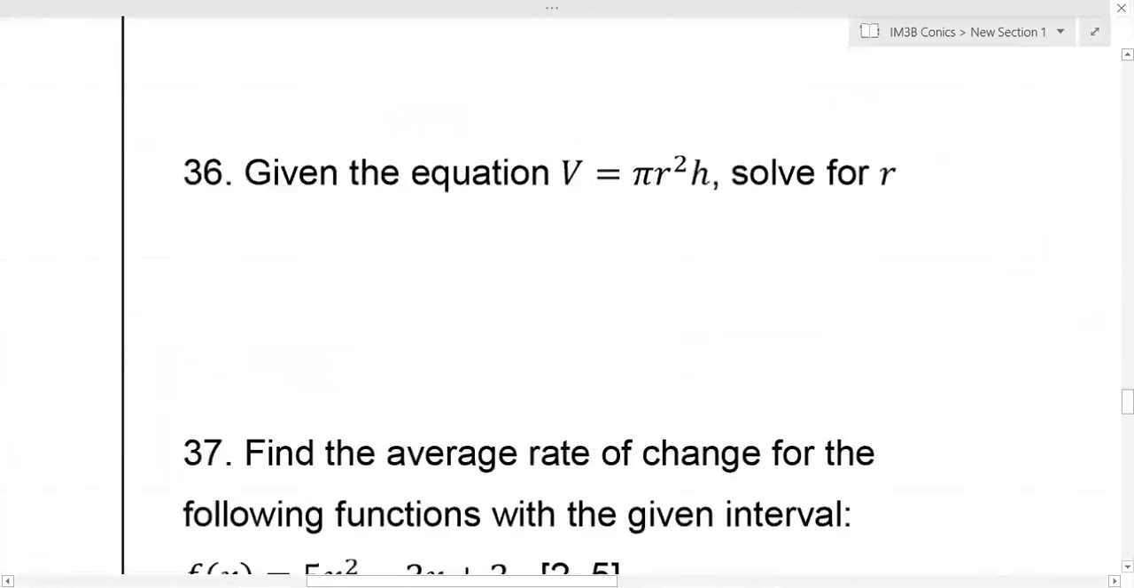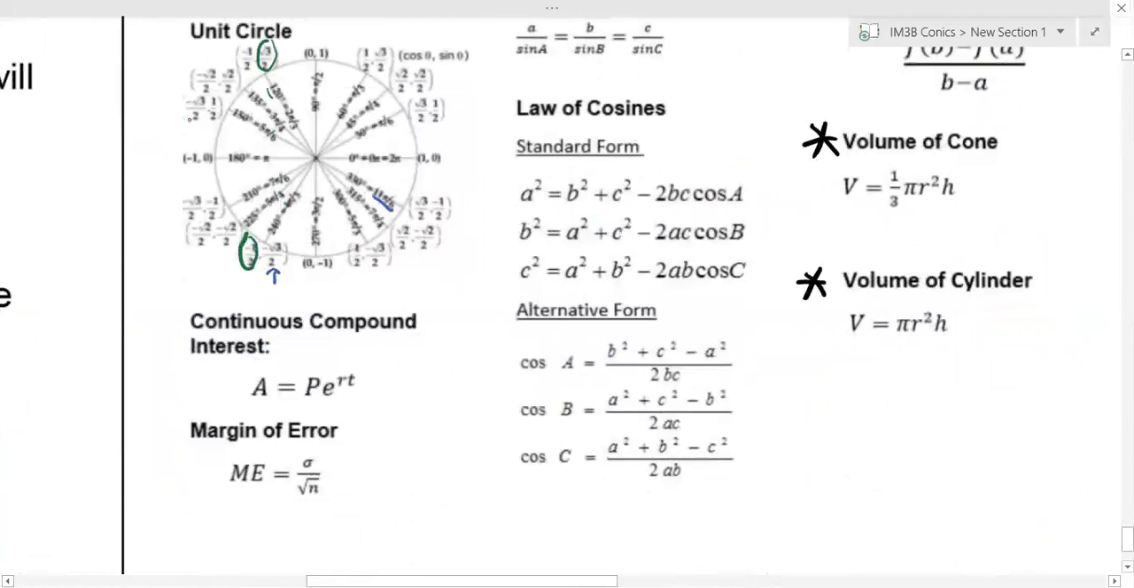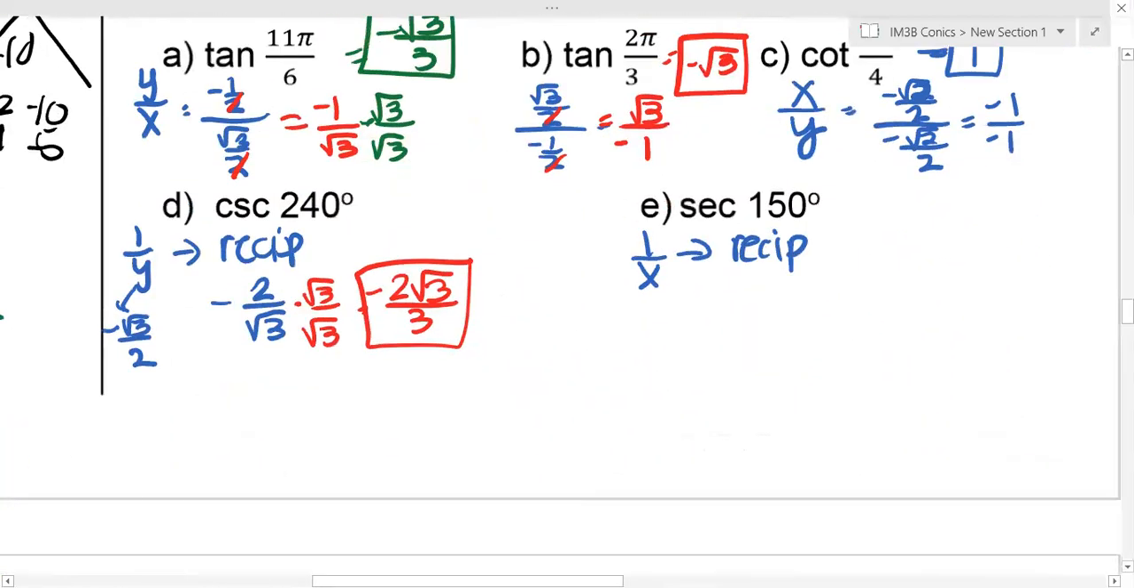Then we need 150. We just need the x coordinate there. So 150, the x coordinate is negative rad 3 over 2. And notice that's the same as what we just had. So that means that our answer is going to be the same. So this is also negative 2 rad 3 over 3.